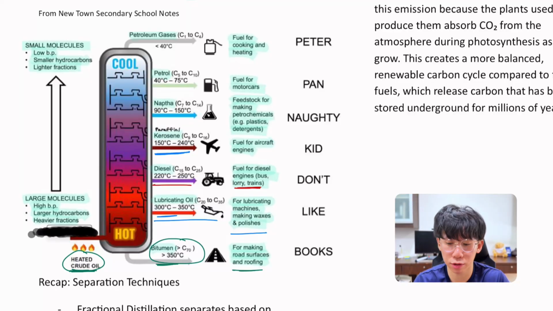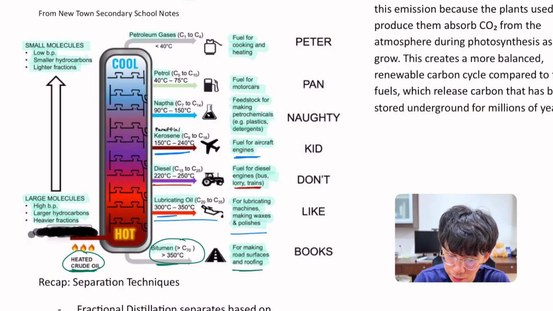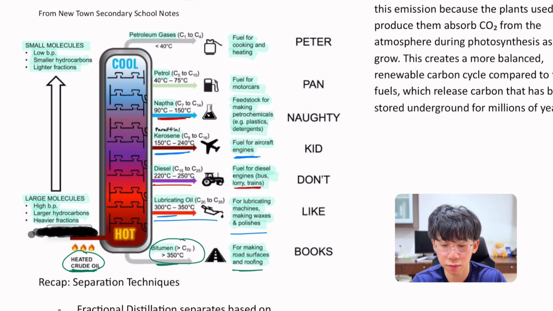Paraffin and kerosene, C9 to C16. These are around 150 degrees Celsius to 240 degrees Celsius, and are mainly used as fuel for aircraft engines. Then you have naphtha. This is C7 to C14, around 90 degrees to 150 degrees Celsius. These are typically used as feedstock for making petrochemicals like plastics and detergents.